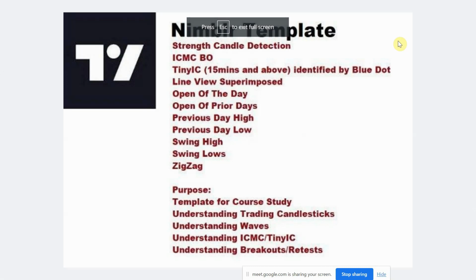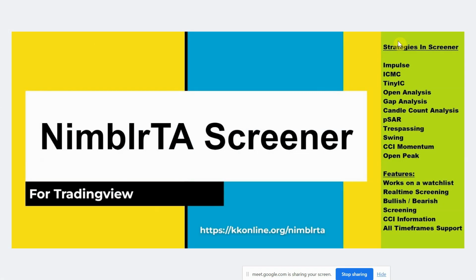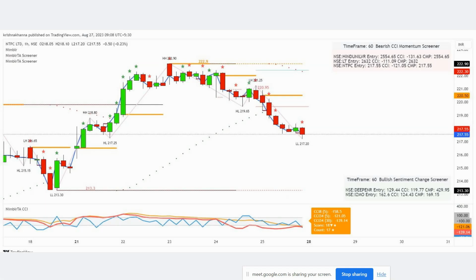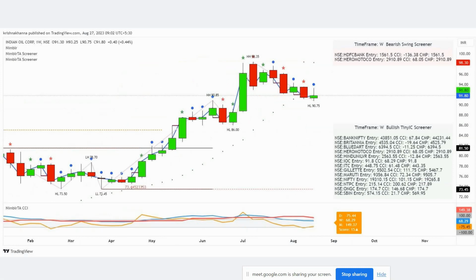So we talked about the Nimblr template. We talked about the screener. We saw the live demonstration. These are some other examples I was checking for trading, and there are some good stocks which came across over here, and we put them on the watch list. And then whenever on a lower time frame, we can easily track them and then take an entry as per guidance.